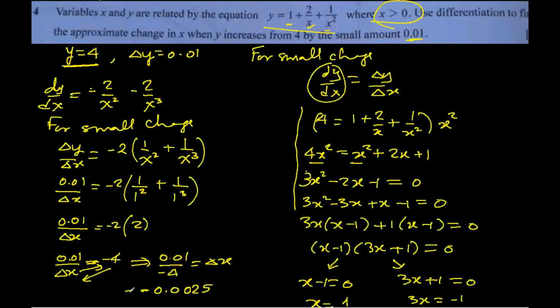Negative means it's decreasing. As x is increasing, y is increasing, right? Y is increasing. x is decreasing. That's what it means.